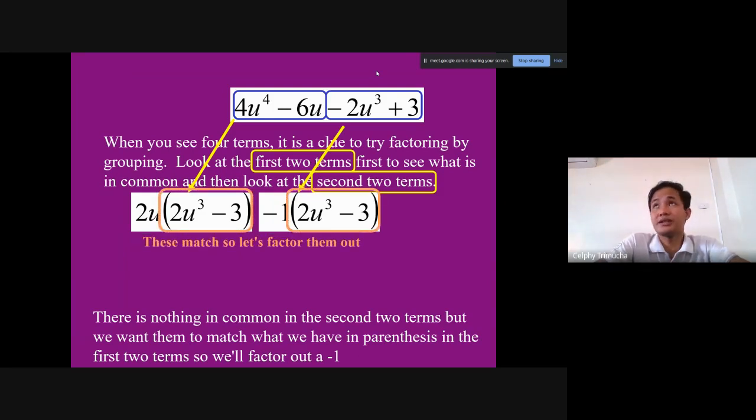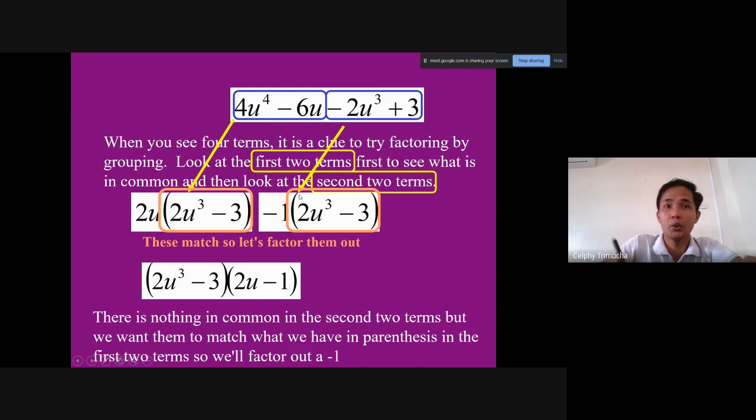Okay? So, take note subong, may ara kita another common nga term sa sining functions naton. So we have 2u cubed minus 3 nga common sa duwa. So pwede ito siya i-factor liwat. We will have 2u cubed minus 3 and then we have 2u minus 1.